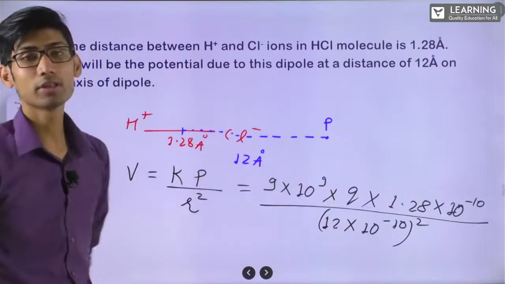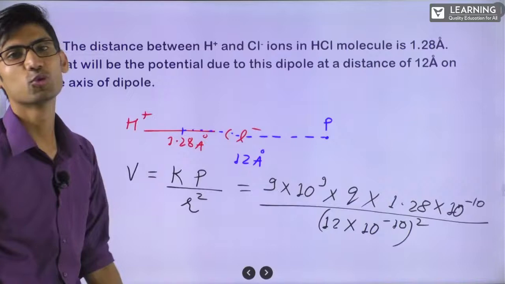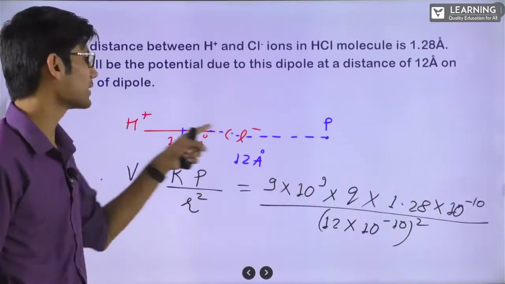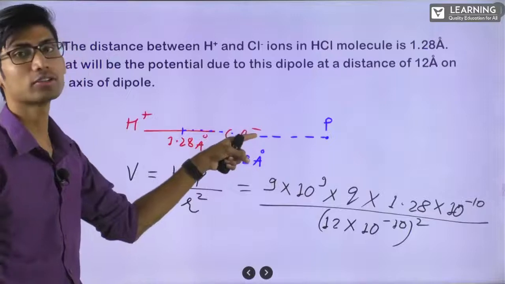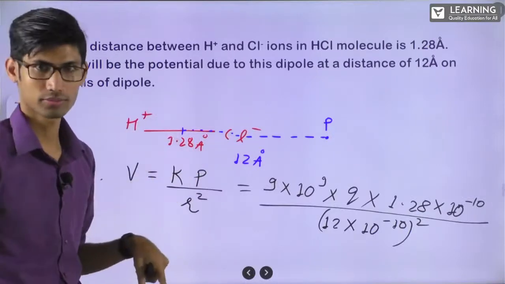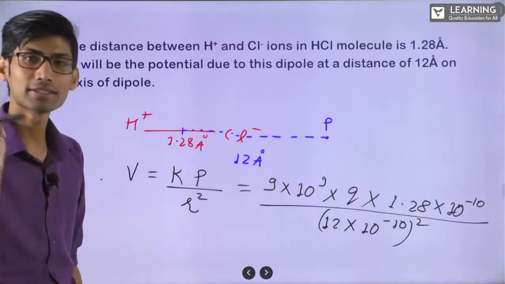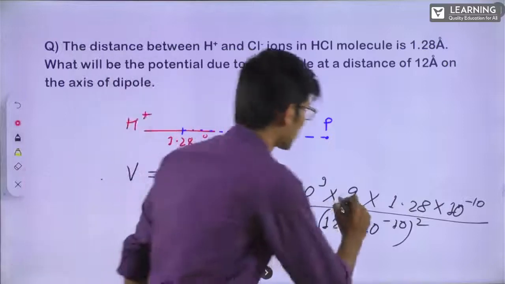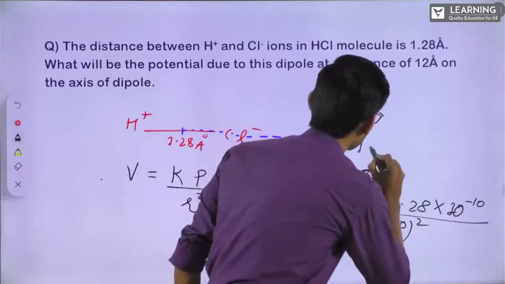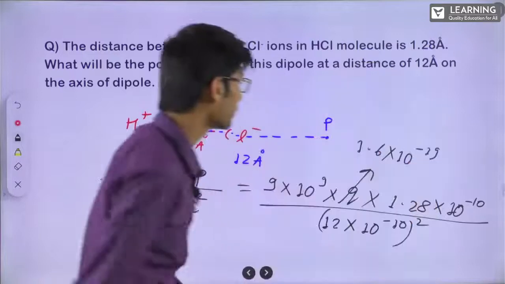Now, what will come in place of Q? Here H plus and Cl minus. It is because one electron is more, here one electron is less. Correct? The charge of one electron, 1.6 into 10 power minus 19, will come. Clear? This Q will be 1.6 into 10 power minus 19. Now I hope you will be able to solve it.